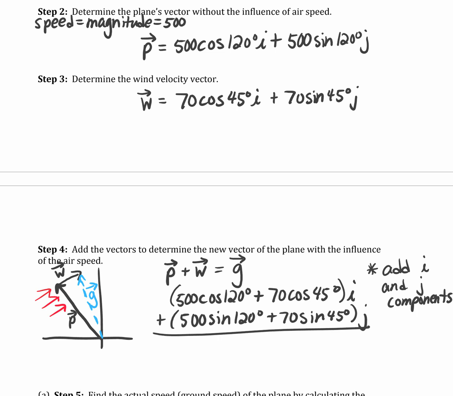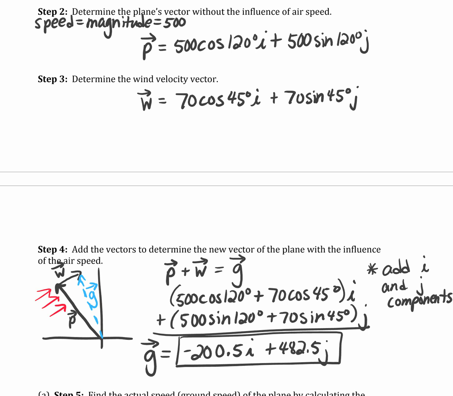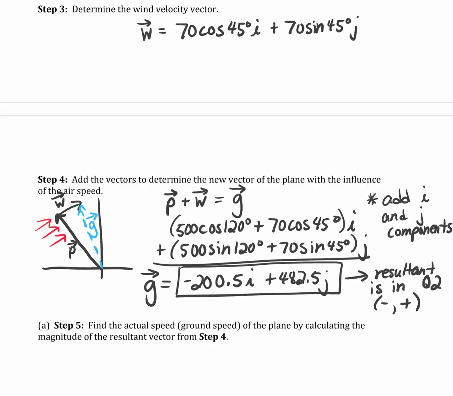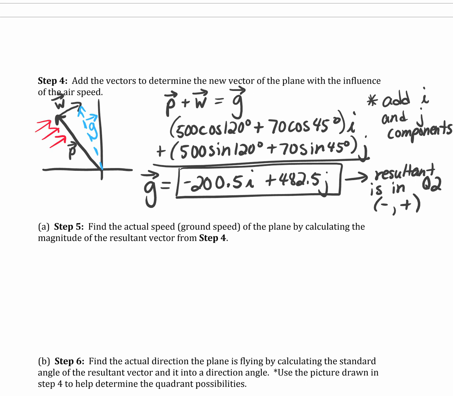When you add that up, you get the ground vector to be negative 200.5i plus 482.5j. Notice it's a negative and a positive, so our resultant is in quadrant 2. That will be important when we are calculating the direction angle later on. We want to make sure we get that angle in quadrant 2.